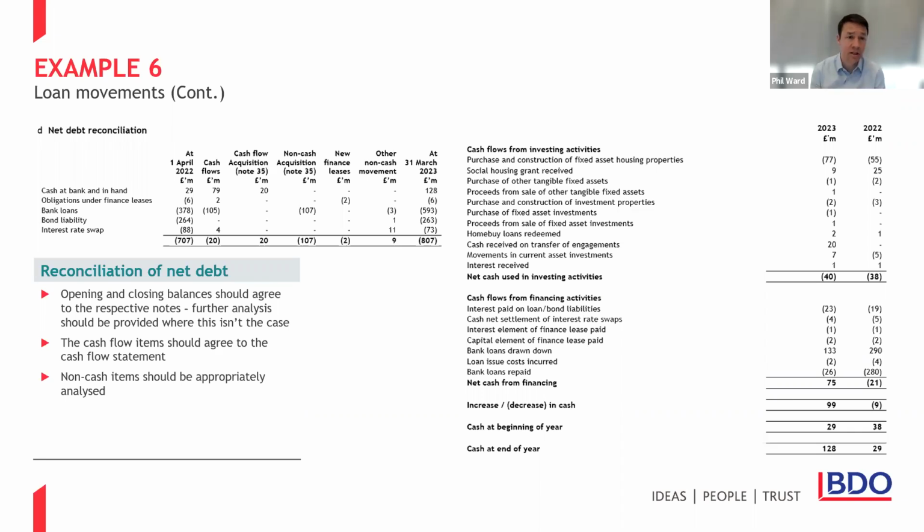Similarly, the cash flows in relation to finance leases of 2, that is equal to the financing section of the cash flow statement on the right hand side where we've got -2. And the 105 on bank loans, you can see that cash flow reconciles to the bottom 3 lines of the financing activities. So the 133 bank loans drawn, the loan issue costs of 2, and the bank loans repaid of 26. Finally, it's really important that the non-cash items you analyse out correctly.